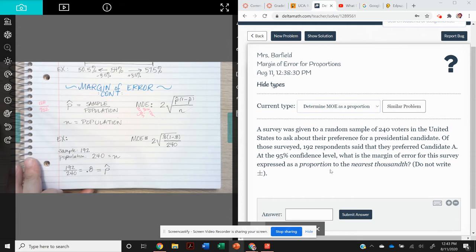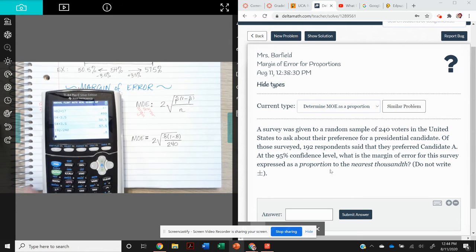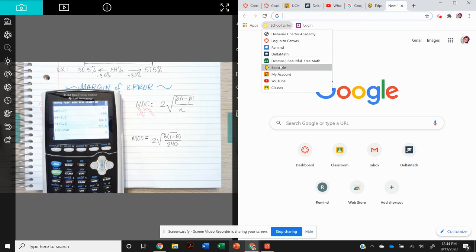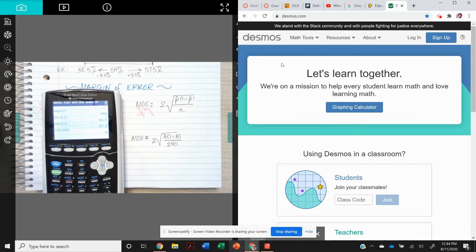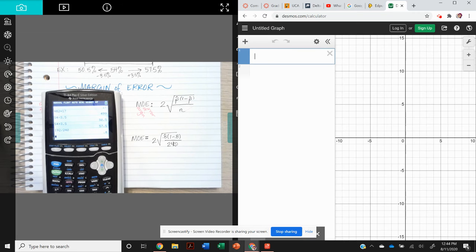Now let's talk about Desmos really quickly here. Let me pull that up, because if you do not have a graphing calculator, you have a graphing calculator available to you on your Chromebook. So 2 square root 0.8, 1 minus 0.8 over 240. You can type this in all at once, but you've got to go slowly with it.